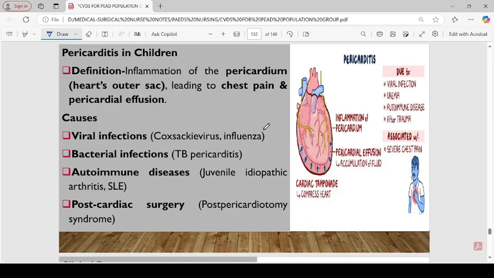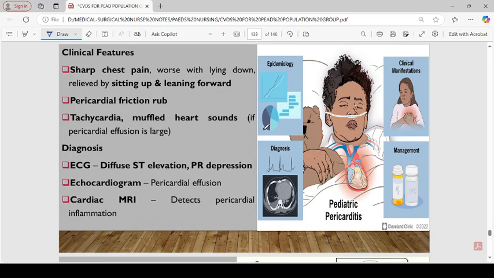For the pericarditis, we are looking at causes like influenza, the Coxsackie virus. If it is bacterial, then you suspect TB, or sometimes it can be autoimmune disease like in juvenile idiopathic arthritis or SLE, then post-cardiac surgery, like in the post-pericardiotomy syndrome. All right, some of the suspects. So the patient presents with sharp pain, pericardial rub, tachycardia.